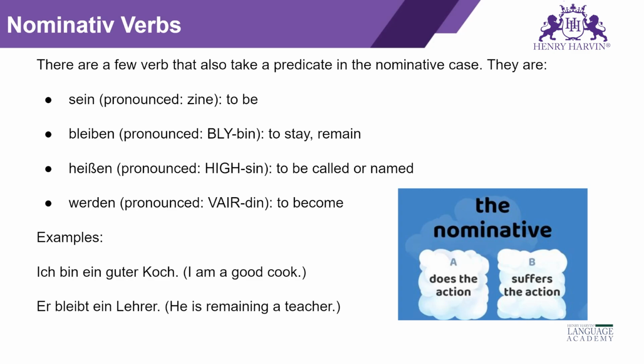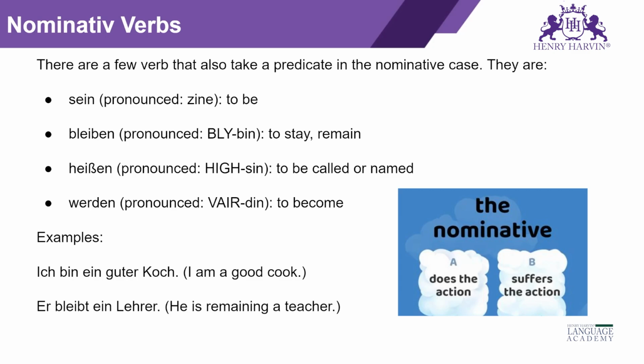Bleiben, to stay or remain, means to stay somewhere, with any place or any person. So a place or a person is obviously a nominative part. Let's see an example. Ich bin ein guter Koch. I am a good cook. That is your nominative sentence. Er bleibt ein Lehrer. He is remaining a teacher, meaning he is staying a teacher. Again, this is a nominative.